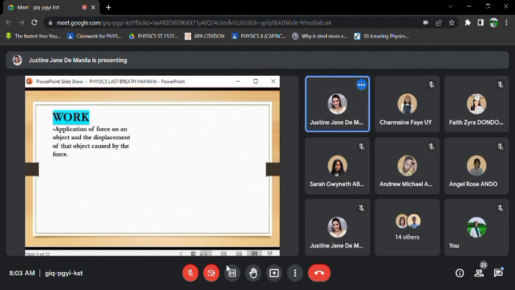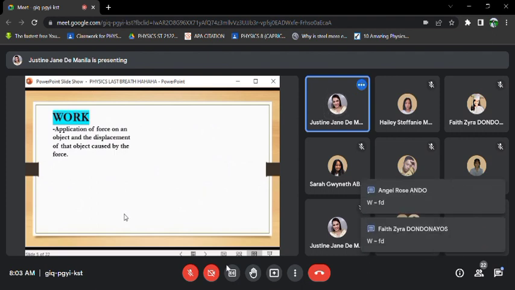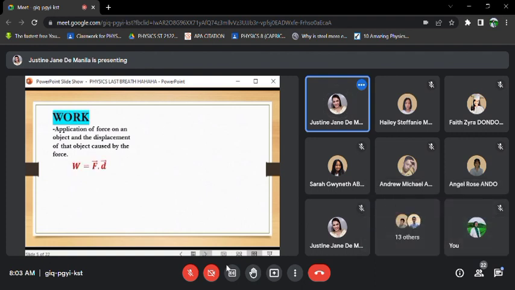So now, how to calculate for work? What is the formula, class, to calculate the work? Anyone? Very good, Angel and Faith. So, this is the formula. We have work equals force times displacement, where the force should be in Newton and the displacement is in meter. So, what is the SI unit of work?